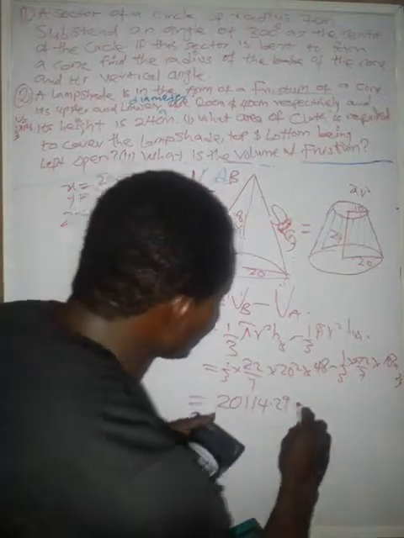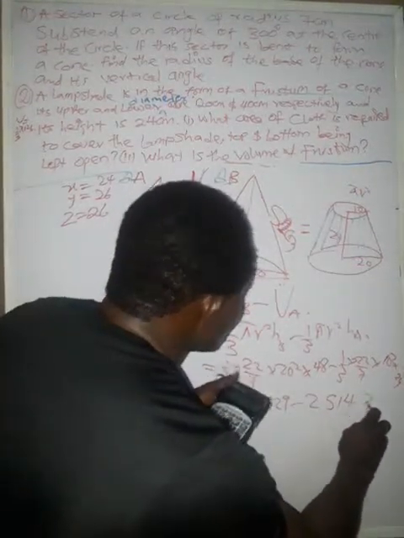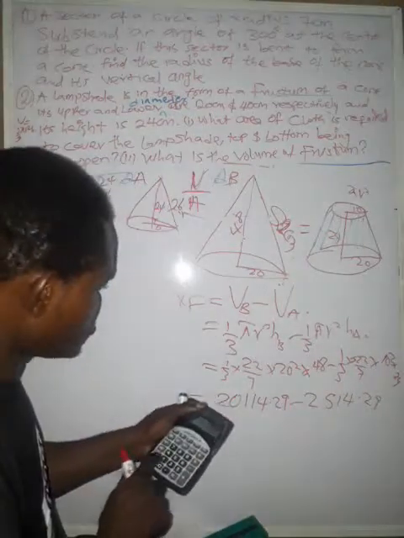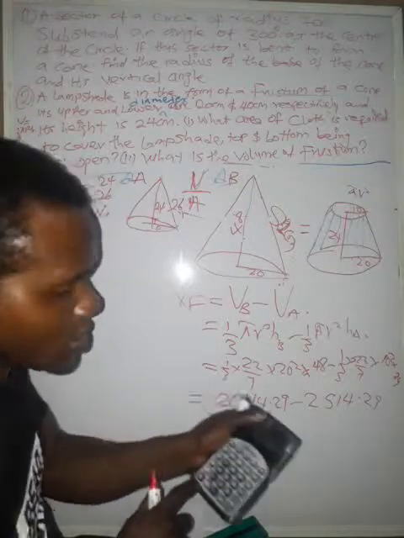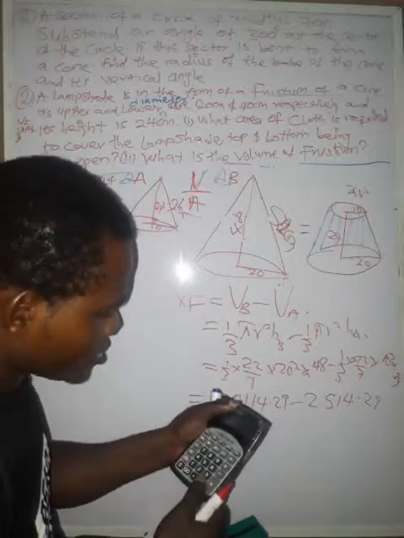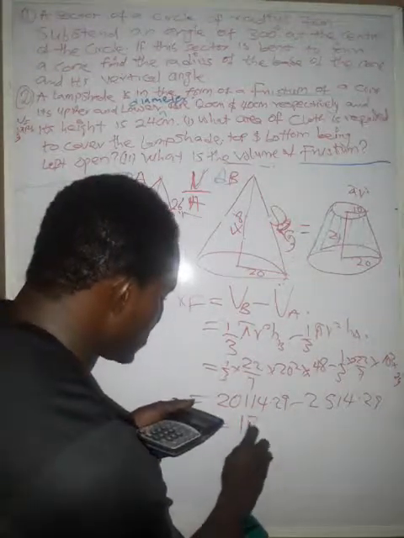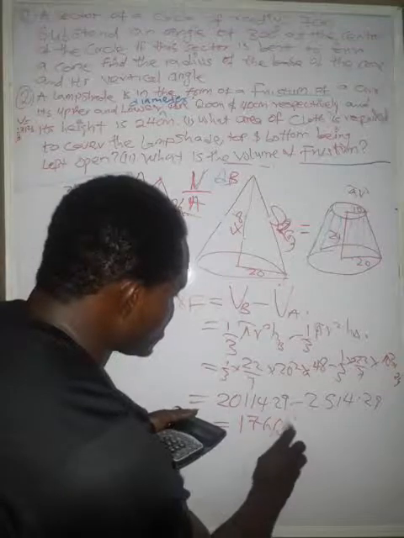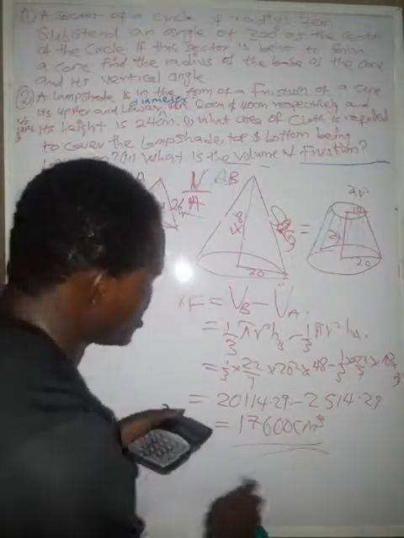So I'm having 2514.29. So 20114.29 minus 2514.29. So the volume is equal to 17,600 centimeter cube. Don't forget, volume is cube.